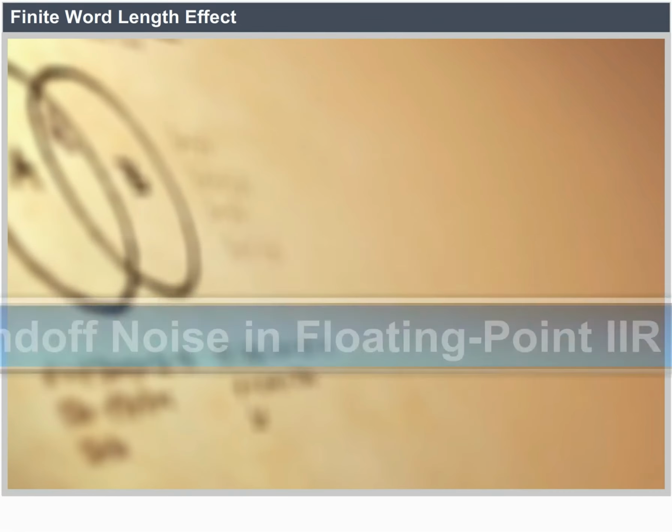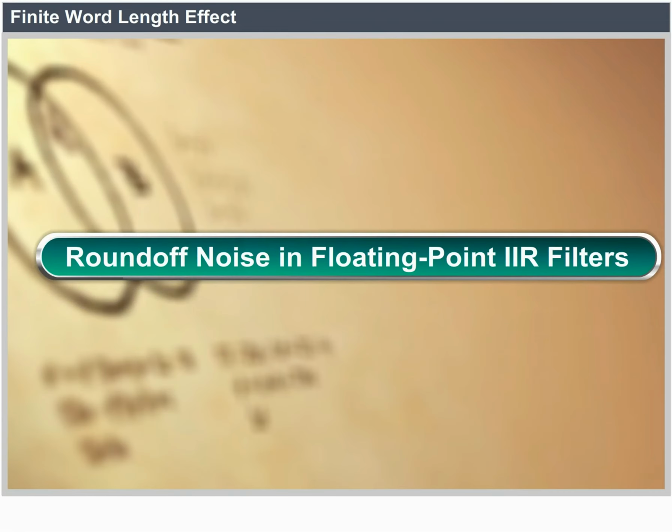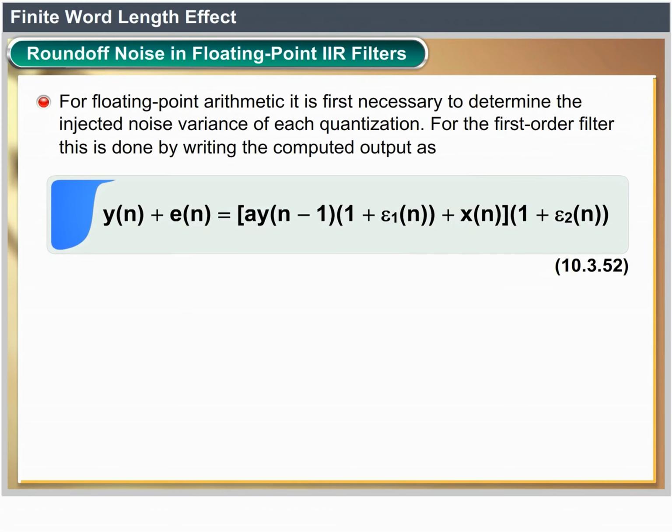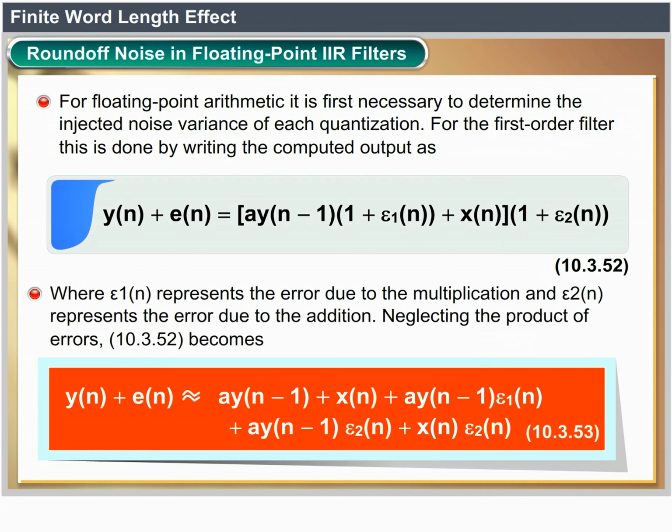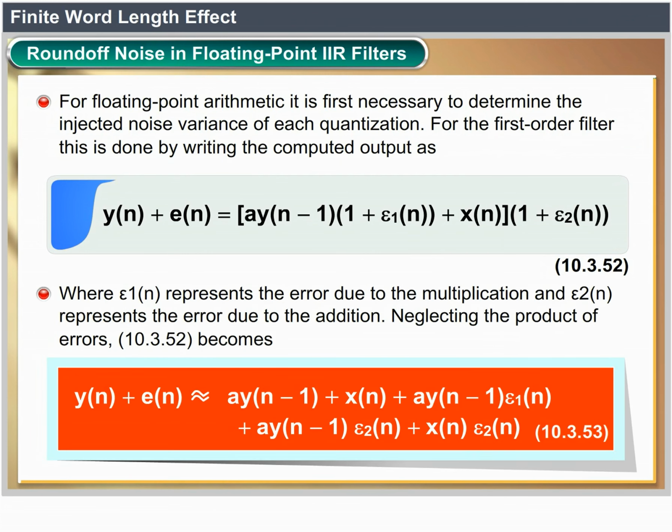Round off noise in floating point IIR filters. For floating point arithmetic, it is first necessary to determine the injected noise variance of each quantization. For the first order filter, this is done by writing the corrupted output as y(n) + e(n) equal to a y(n−1) into (1 + ε₁(n)) plus x(n) into (1 + ε₂(n)), called equation number 10.3.52, where ε₁(n) represents the error due to the multiplication and ε₂(n) represents the error due to the addition.